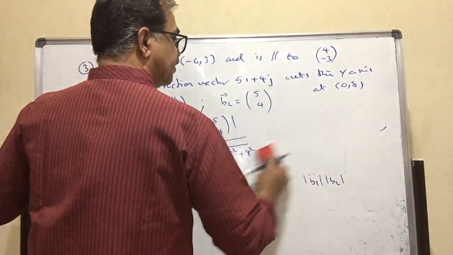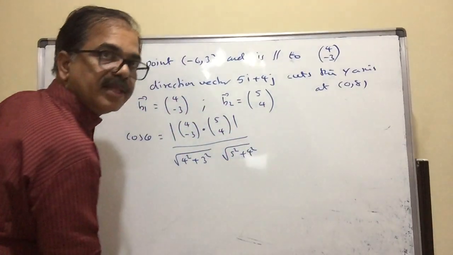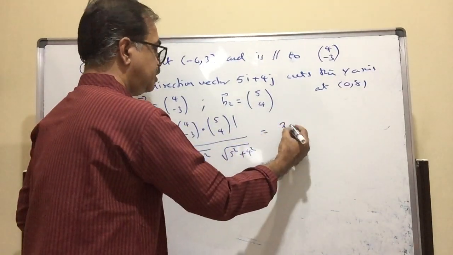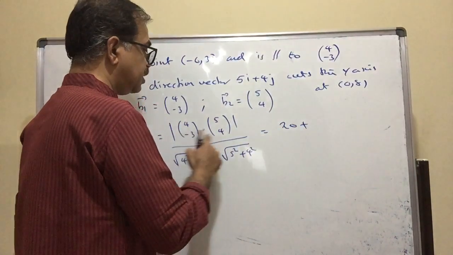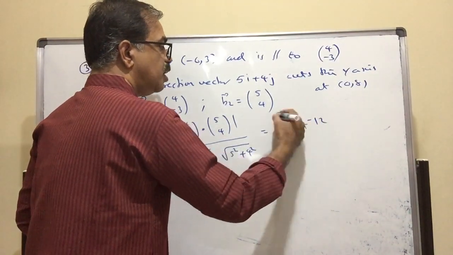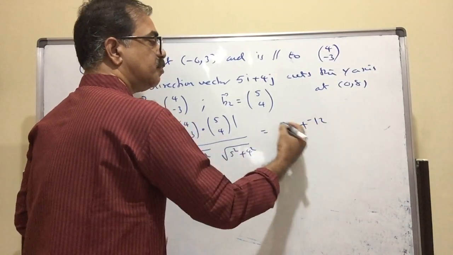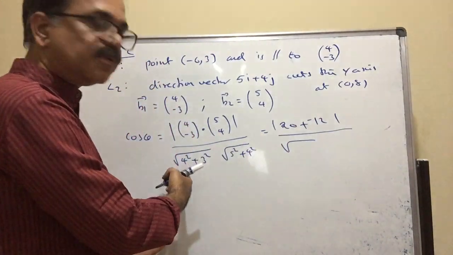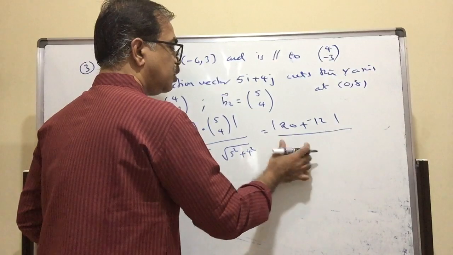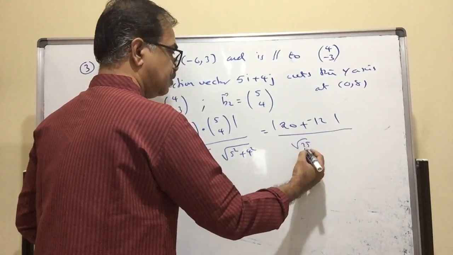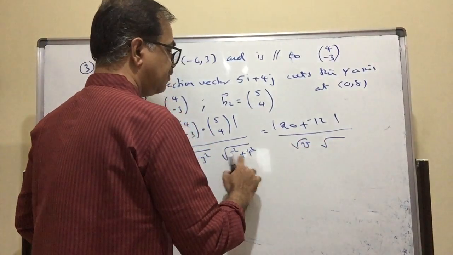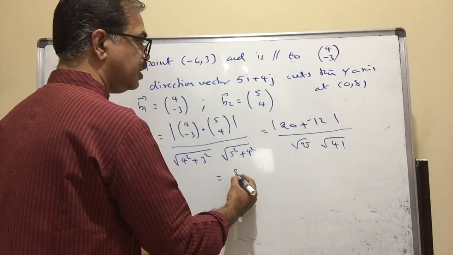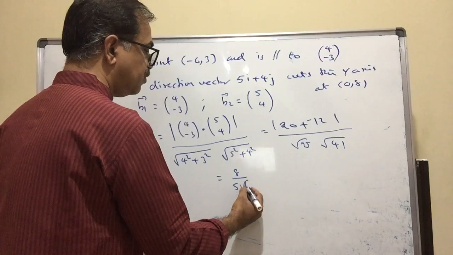So I try to simplify this. To find the dot product, I multiply the i coefficients. So 4 into 5 is 20, plus minus 3 into 4 is minus 12. Absolute value, but I know this is already positive anyway, divided by root of 4 square plus 3 square, root of 25, into root of 25 plus 16, 41. So I get it as 8 by 5 root 41.